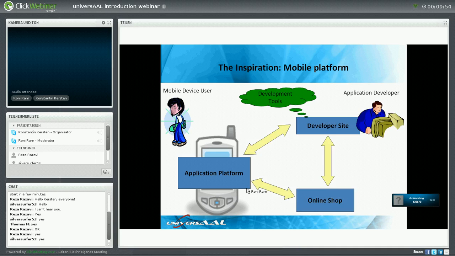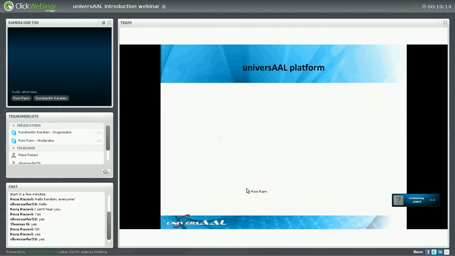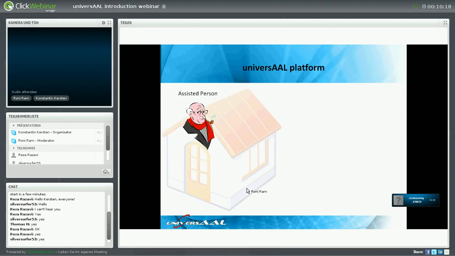And now the application developer develops applications for this mobile phone. When the application is ready, he uploads the application to the online shop. The user can then search the store and find the applications that he likes. He can download the application directly to his mobile phone and start using it. And now the same approach is being used in universAAL.